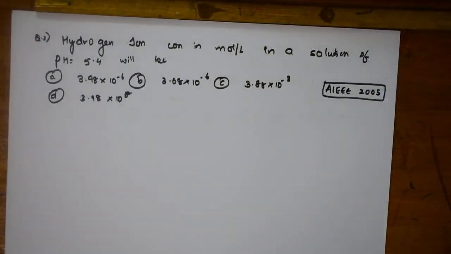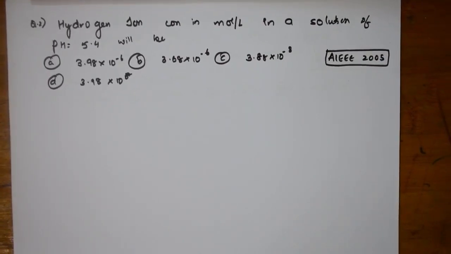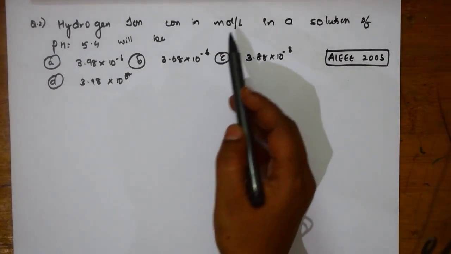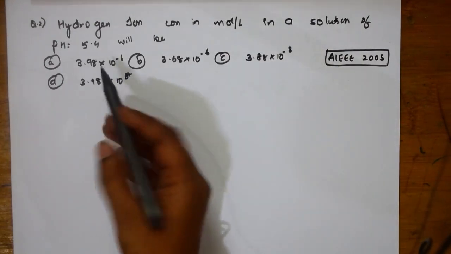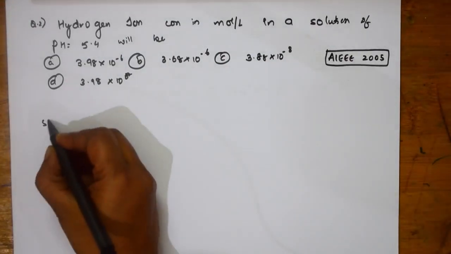Let's come back and do one more numerical, based on pH value. They are asking us to find the hydrogen ion concentration for the given pH. Let us read. Hydrogen ion concentration in mole per liter in a solution of pH 5.4. The H plus ion concentration, the pH is 5.4. Simple. Let us start solving the numerical.